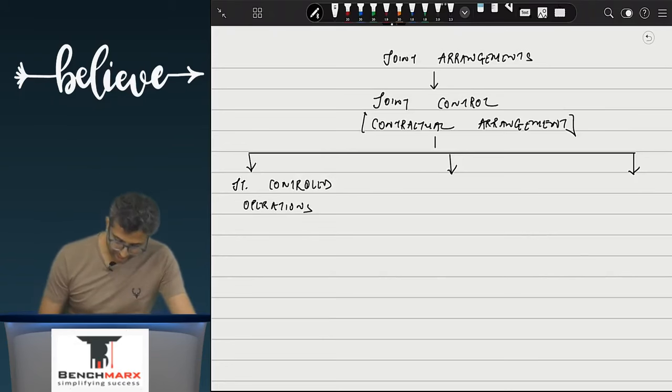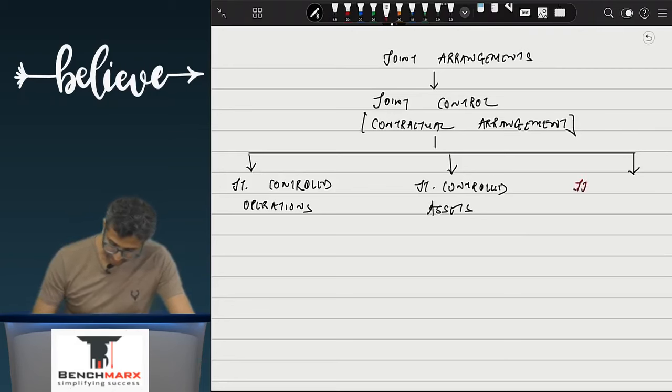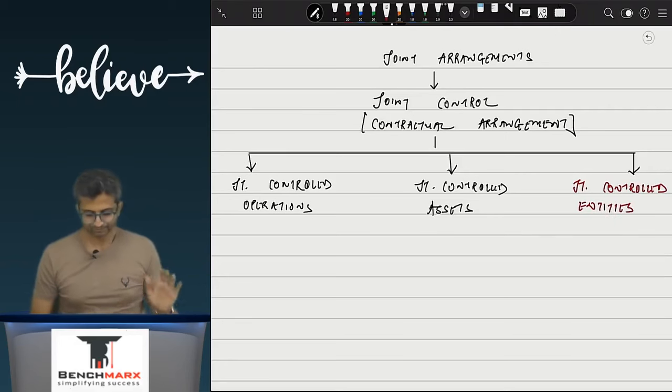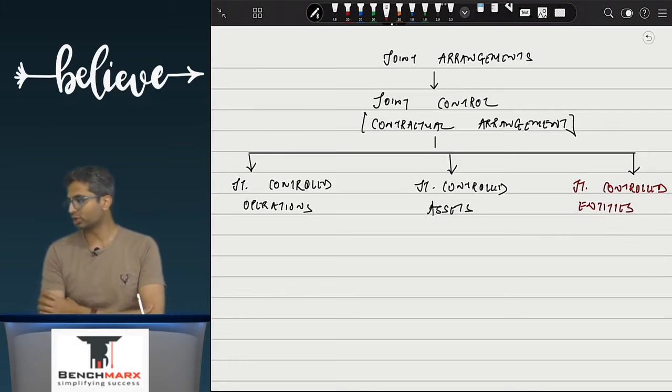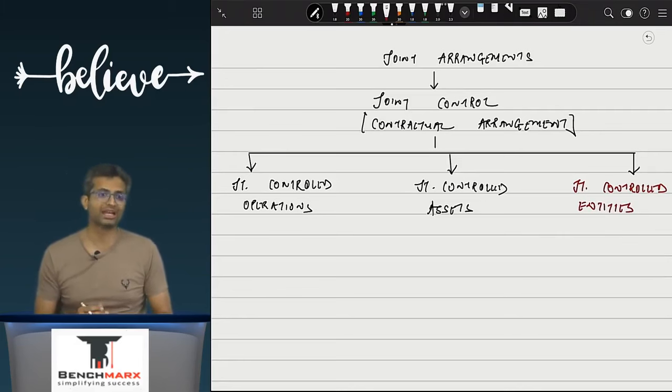Then there are jointly controlled assets. And then lastly, there are jointly controlled entities. Are we clear with this? So: jointly controlled operations, jointly controlled assets, and jointly controlled entities.